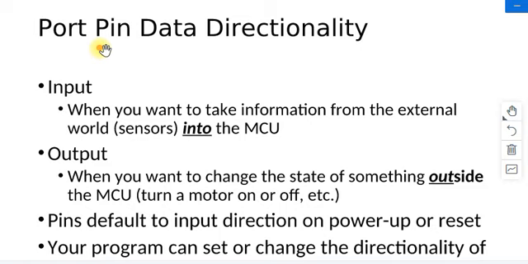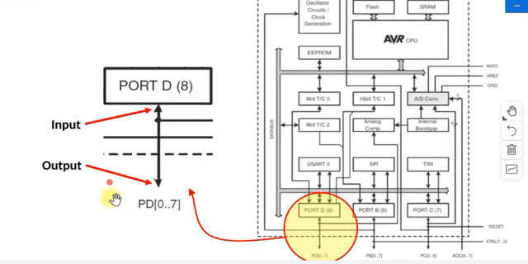So now we discuss the ports. Port B, C, D. Now starting from port D. Port D consists of 8 pins. We call them PD0 to PD7, and they act as input as well as output. So the input output pins clubbed together we call IO pins. IO pin means input output pin.